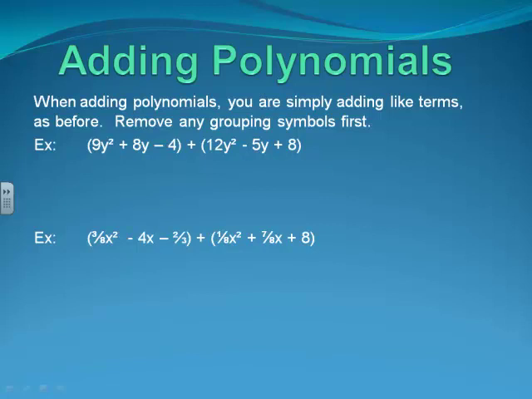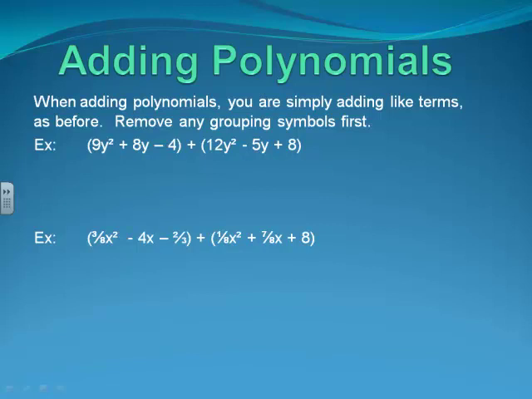Remove any grouping symbols first. So really, you've already talked about adding and subtracting polynomials. They're just calling it something different. It's really just a matter of combining like terms. So the first thing you want to do is, if there are any grouping symbols in the expression, remove those grouping symbols by distributing if needed.